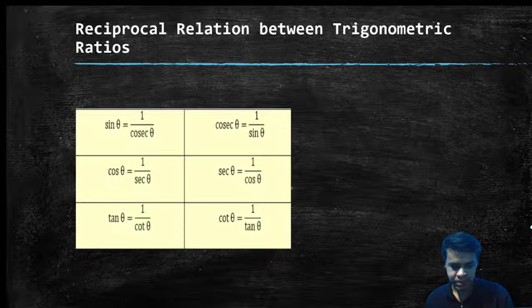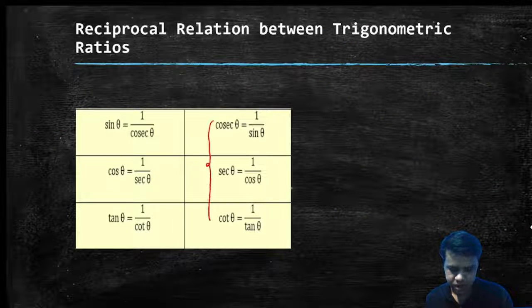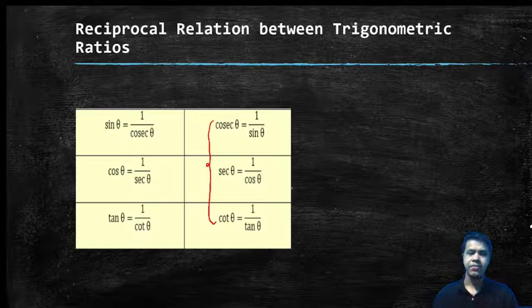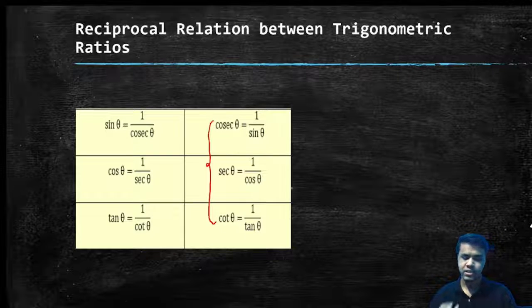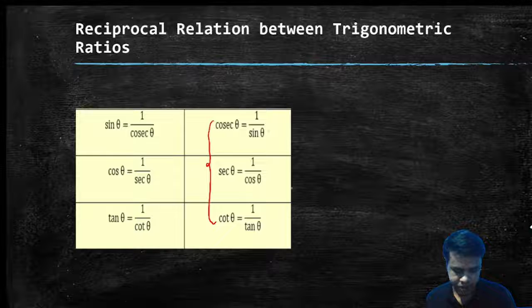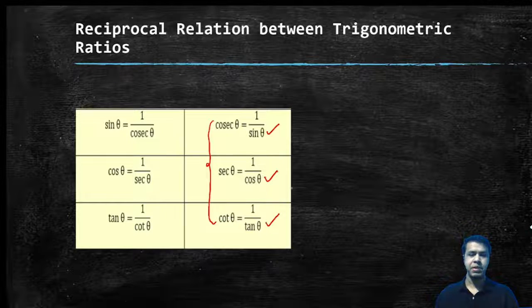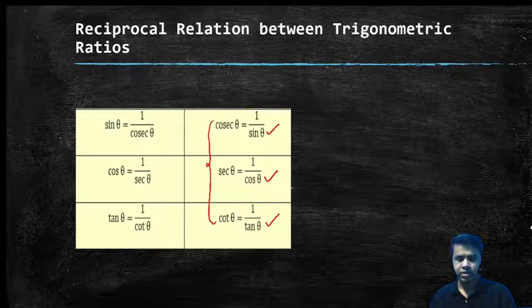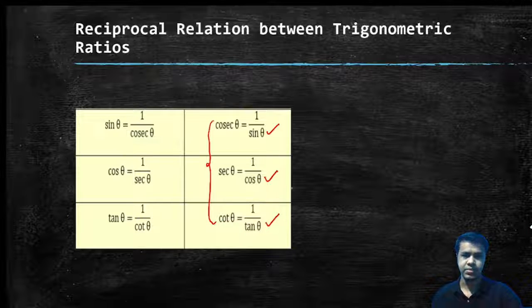Now the remaining three trigonometric ratios are called cosec theta, sec theta, and cot theta, and we don't need to remember their formulas. Just remember that they are the reciprocals of sine theta, cos theta, and tan theta. If we remember the formulas of sine theta, cos theta, and tan theta, which can easily be done by remembering the trick, we can find the formulas for cosec theta, sec theta, and cot theta.